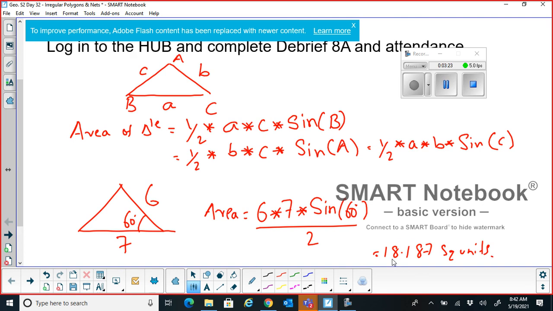Okay, there will be a few problems using this particular formula that you'll have to do on today's worksheet, which will be today's homework. So let's get started with today's topic. Okay, we will see irregular polygons, how to find their areas, and nets. Let's move on to the next slide.